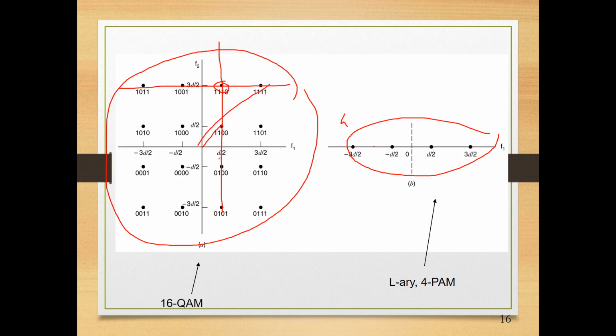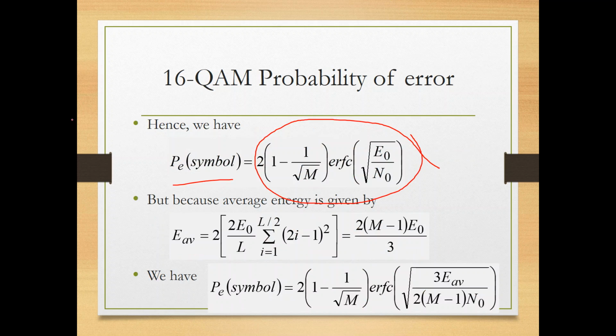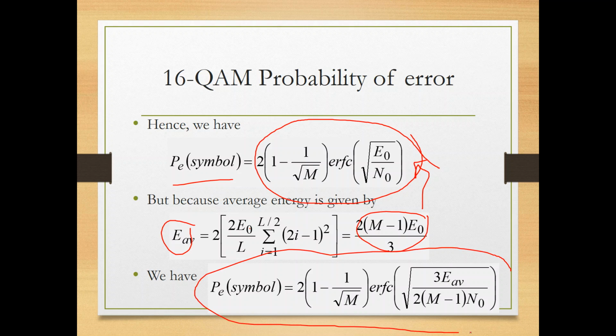So we cannot use the energy of the lowest symbol or the energy of the highest symbol. We need to average them. To average them, we use this formula. E average is equal to the summation over all the constellation points, 2i minus 1 squared, from i equal to 1 to L minus 2, multiplied by 2E naught, which is the lowest energy level, over L. After you simplify it, you find that E average is equal to 2 multiplied by M minus 1 multiplied by E naught over 3. Now this value, you can substitute it in this error formula to get the final expression of the error probability in QAM modulation, which is this.